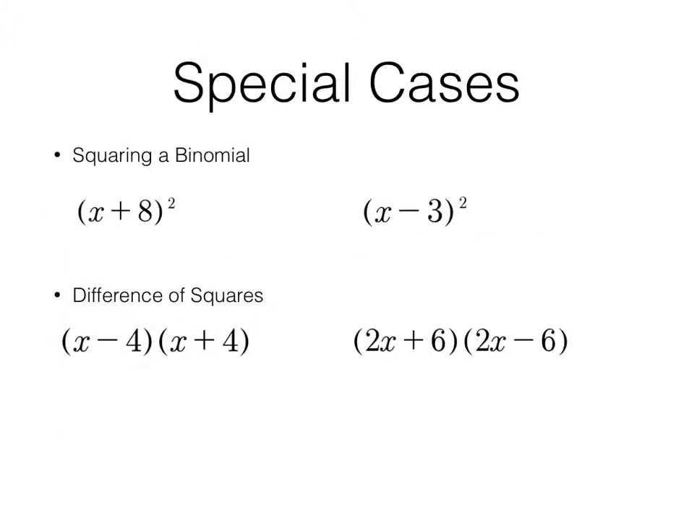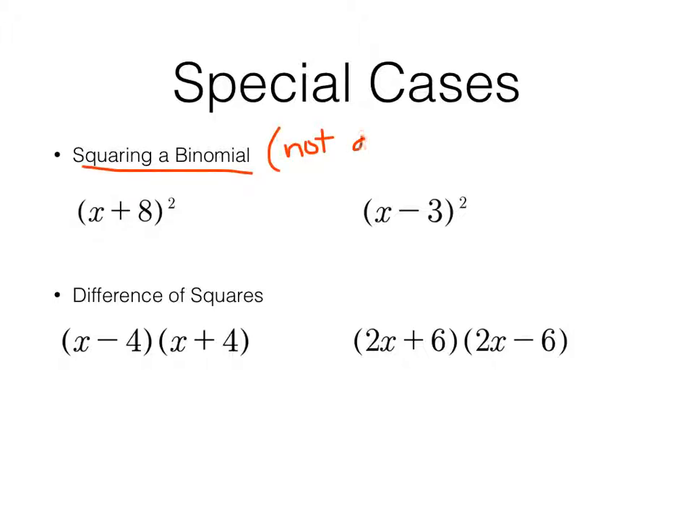Okay, and finally we have what's called the special cases. Squaring a binomial and the difference of squares. So you're still going to treat these as if you're doing the same kind of problem you were doing before. It hasn't changed the method. But I want you to notice something here. This is not the distributive property.